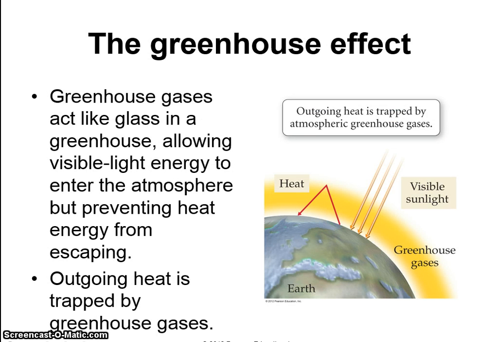And the way this works is that carbon dioxide forms a shield around the Earth, shown in this picture here, that allows visible light to come in and heat to be trapped at the Earth's surface. Outgoing heat is then trapped and the Earth continues to warm up.